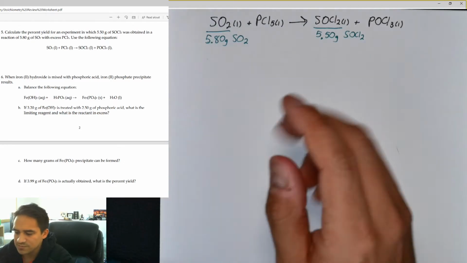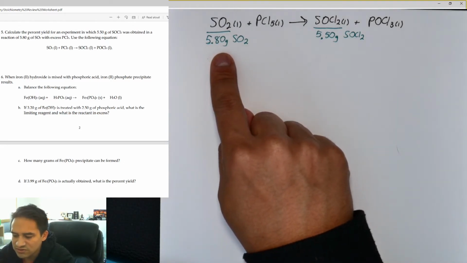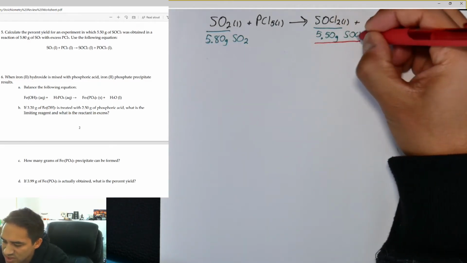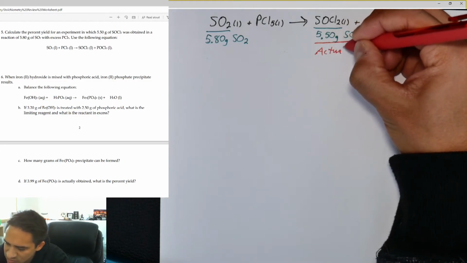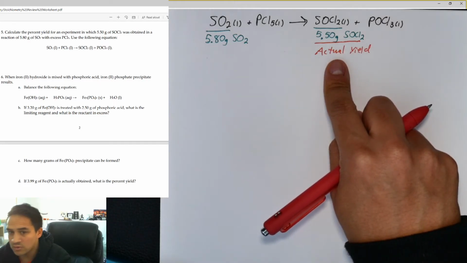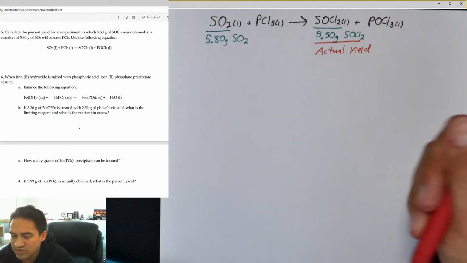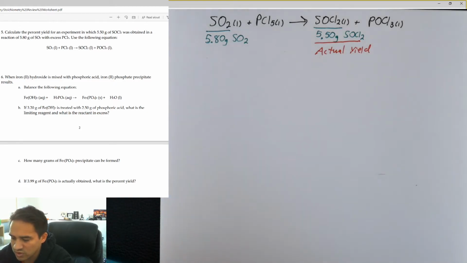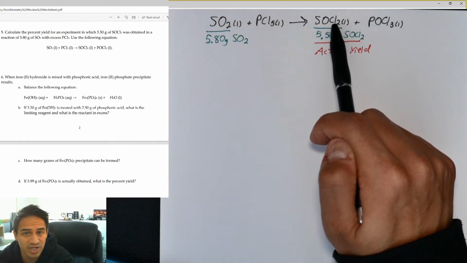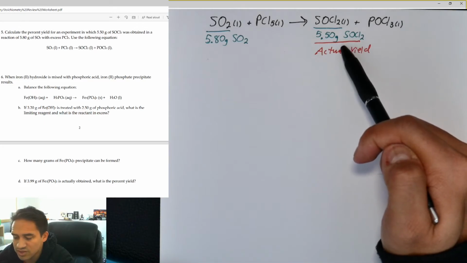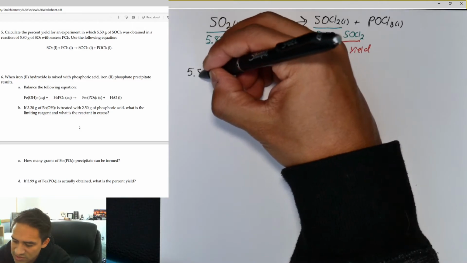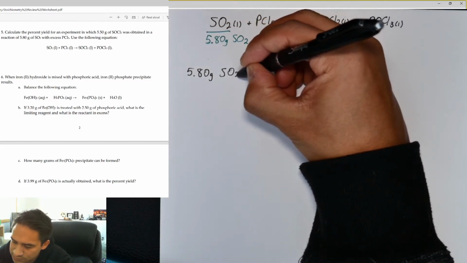Okay, so basically what they're saying is we are starting with this much SO2. And in the lab, someone did this and actually made this much SOCl2. Okay, so this is an actual yield. They want us to find percent yield. So we've done a problem like this already. Basically what we're going to do is we're going to take grams of SO2. We're going to calculate how many grams of this we should be able to make. And then we're going to compare it to the number they're giving to us in the problem to find our percent yield. Okay, so we're going to start with 5.80 grams of SO2.